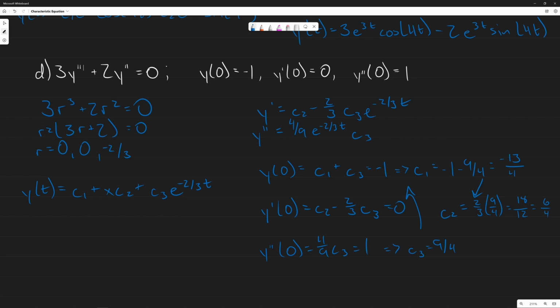And so our particular solution to this equation will be y of t is equal to negative 13 over 4, plus t times 6 over 4, plus 9 over 4 e to the negative 2/3 t.